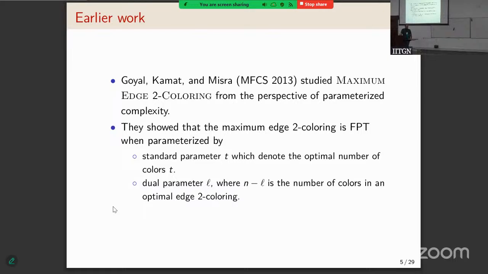The question is, given a graph G, can I color with 2 colors? That is the decision version. Now, the other version is, given a graph G, can I color with n minus L colors?